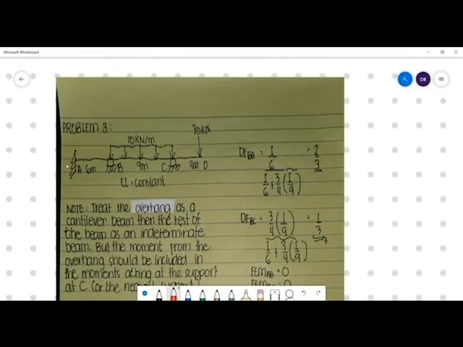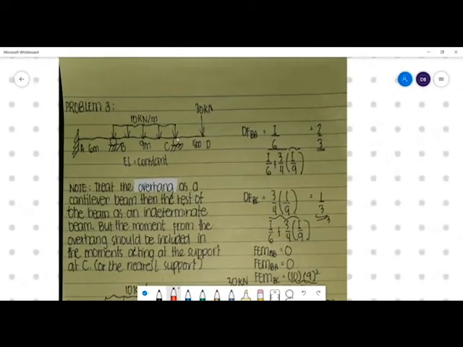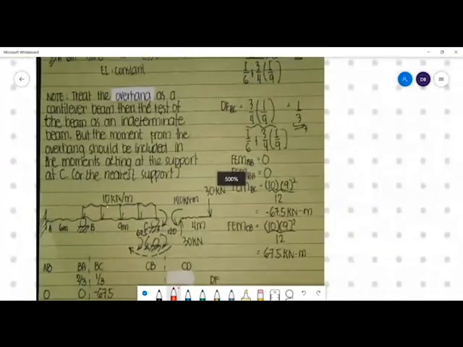So next problem, just similar to problem number 2, but we have an overhang CD here, acted upon by a 30 kilonewton concentrated load. So how are we going to do it? Note that we treat the overhang as a cantilever beam, and the rest of the beam as an indeterminate beam. But the moment from the overhang should be included in the moment acting at the support at C, or the nearest support.